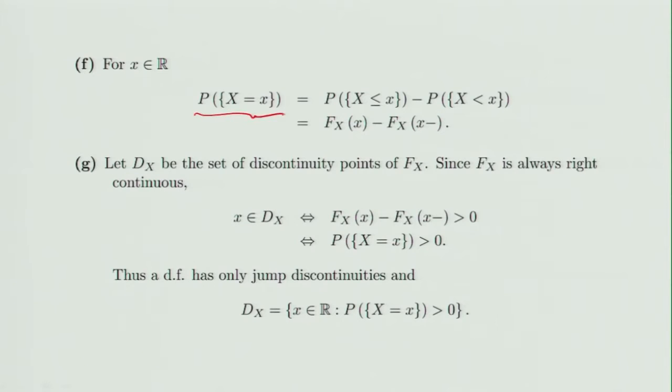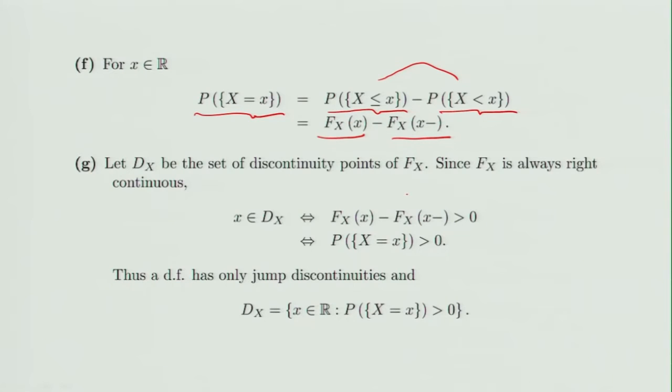So probability x equal to x is the same as probability x less than or equal to x minus probability x less than x, right? Because the set x equal to x can be written as x less than or equal to x minus x less than x. So the probability of this would be the same as this probability minus this probability. Probability x less than or equal to x is the same as F(x). Probability x less than x is the same as F(x-).